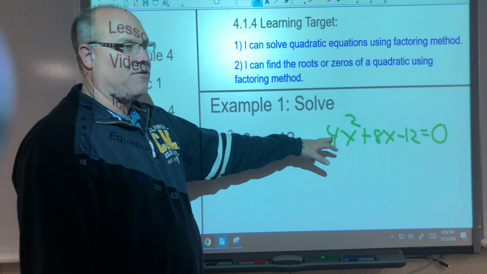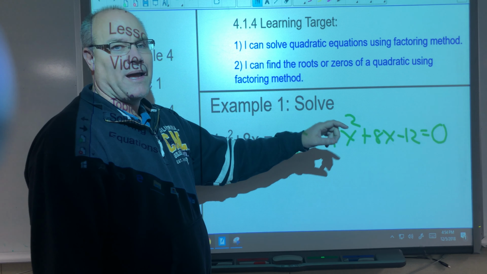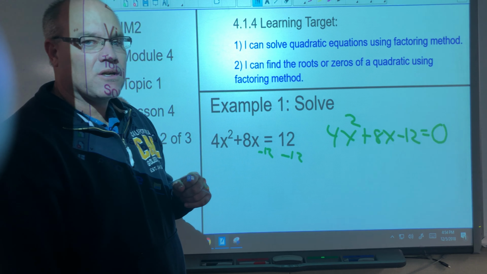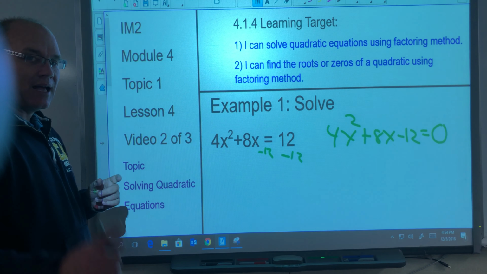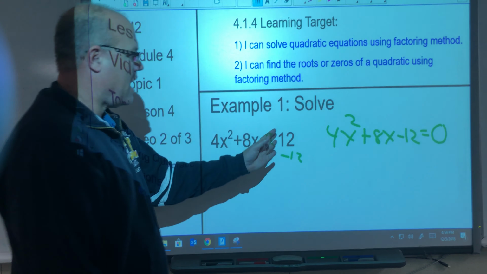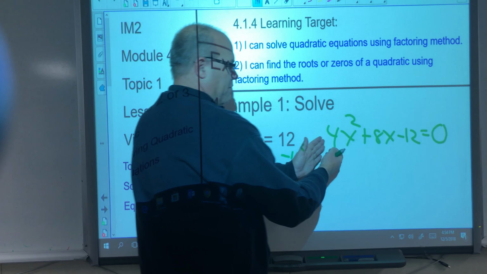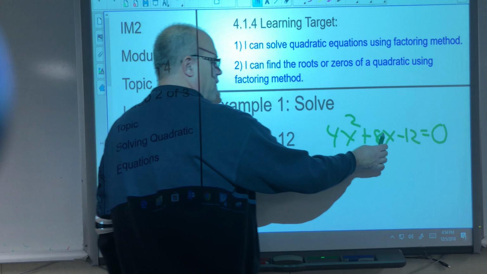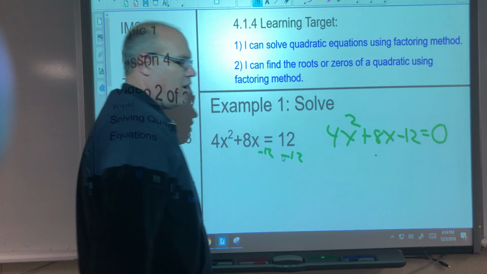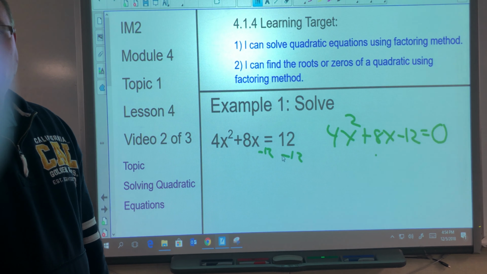Ooh, the a value looks like it's 4. Whoa, wait, not so fast. What should we always look for first? That's right, GCF. Does this have a common factor that we can pull out here? So we have a 4, an 8, and negative 12. That's right, we can pull out a 4.